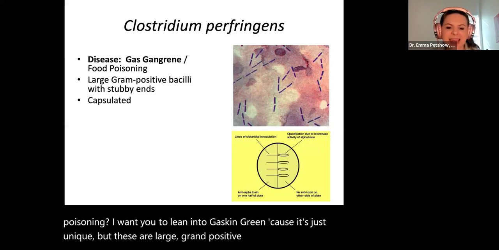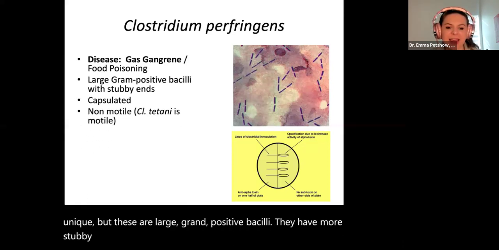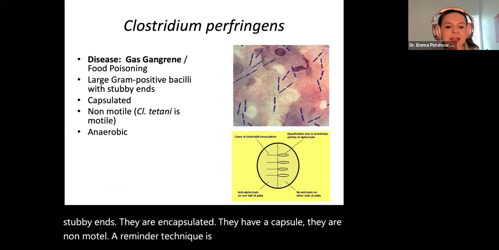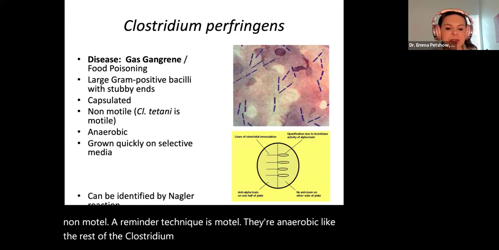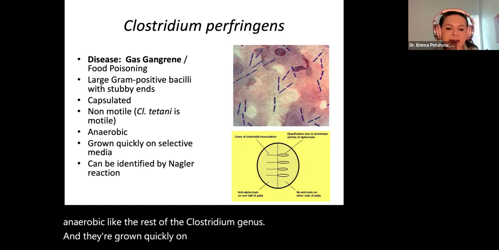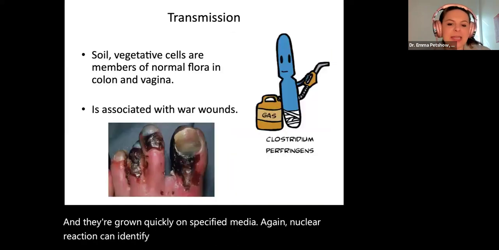They have more stubby ends. They are encapsulated. They have a capsule. They are non-motile. A reminder, tetanus is motile. They're anaerobic like the rest of the Clostridium genus, and they grow quickly on specified media. Again, the Nagler reaction can identify them, but I think that's low yield.